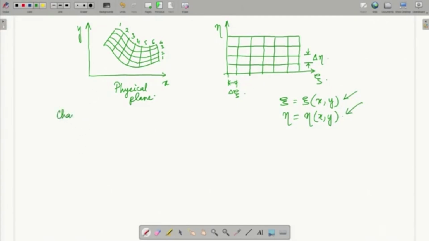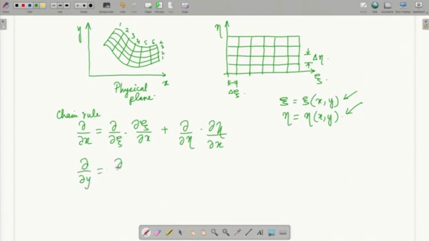So, from the chain rule of partial differentiation, you can write it this way. That any change along x will be reflected this way in the computational domain. We can just use simpler nomenclature for these.